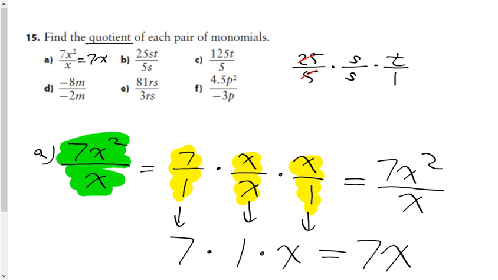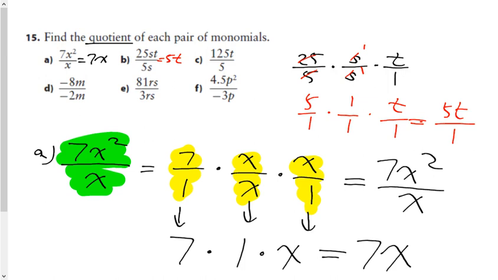25 over 5 will reduce down to 5 over 1, multiplied by s over s, which is going to be 1 over 1, and t over 1 will stay as t over 1. When you multiply the numerators, you get 5t. Multiply the denominators, you get 1. Therefore, the solution is going to be 5t over 1, or just 5t.